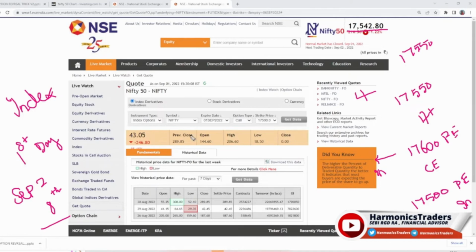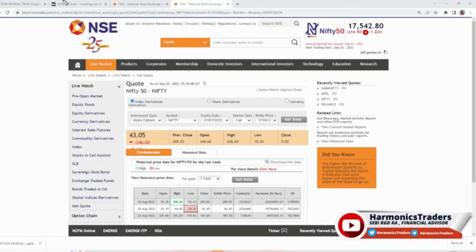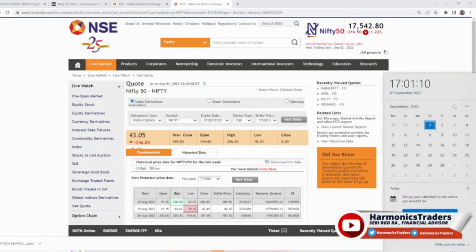Now let's do a case study, or let me brief you on how to do this. Let's start with last week's data. Today, September 1, is expiry day. To find the support and resistance for this particular week, we are supposed to do the calculation on August 26. Why?